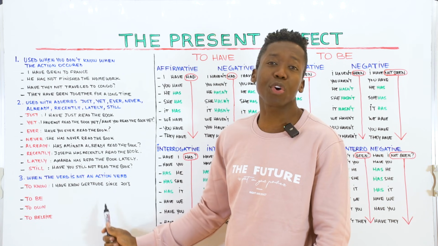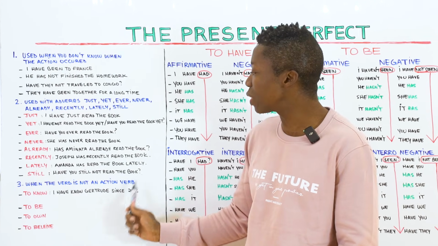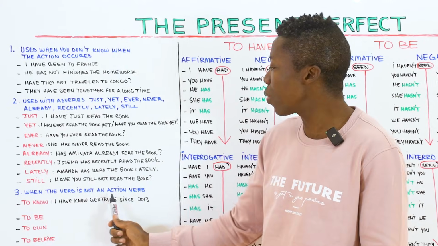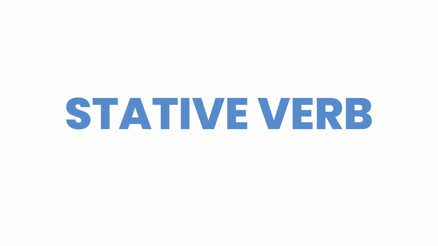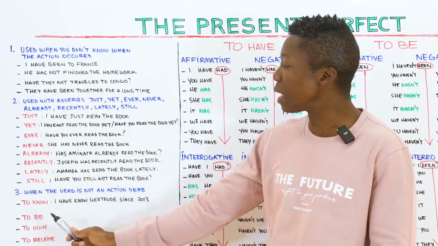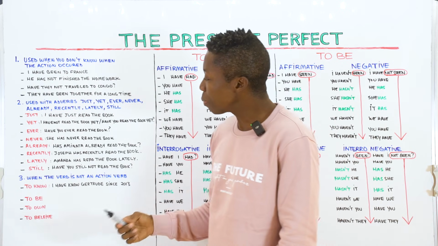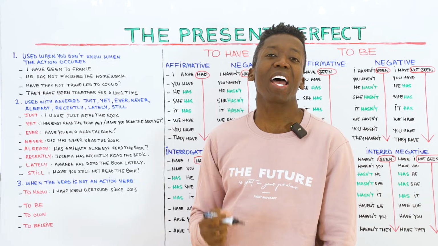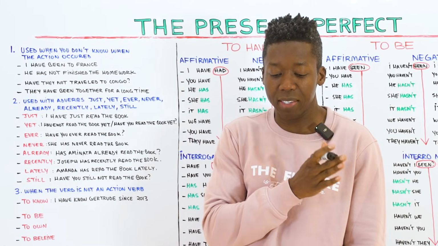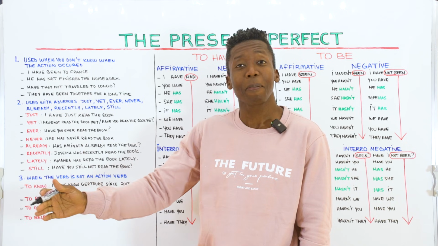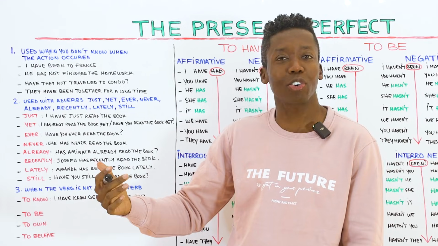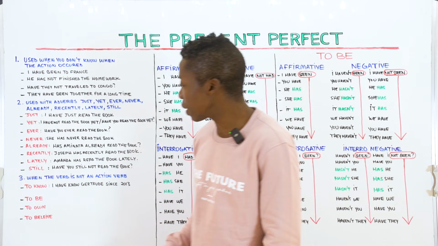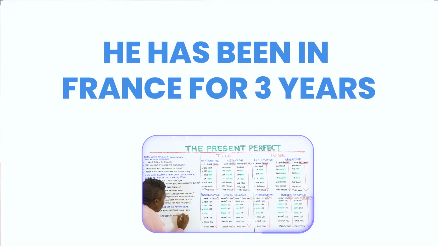So, I have known Gertrude since 2013. So here, the verb to know is not an action verb. We call this a stative verb. A stative verb means a verb that cannot be in the progressive form, okay? The verb to be also is another verb that cannot be in the progressive form. For example, you cannot say, I have been being. You cannot say that, okay? Parce qu'on ne peut pas être en train d'être. All right, makes sense, right? So here you will use the present perfect. For example, he has been in France for 3 years.